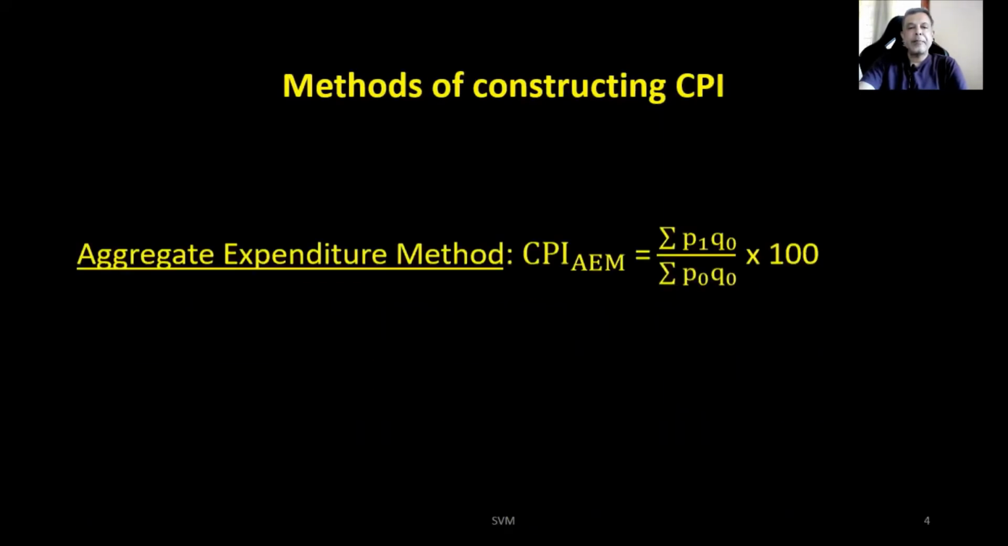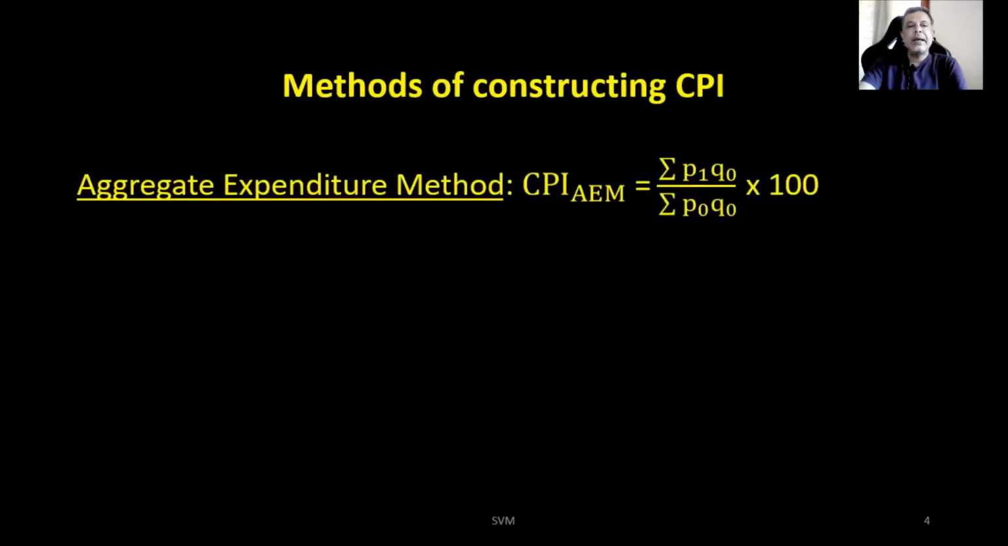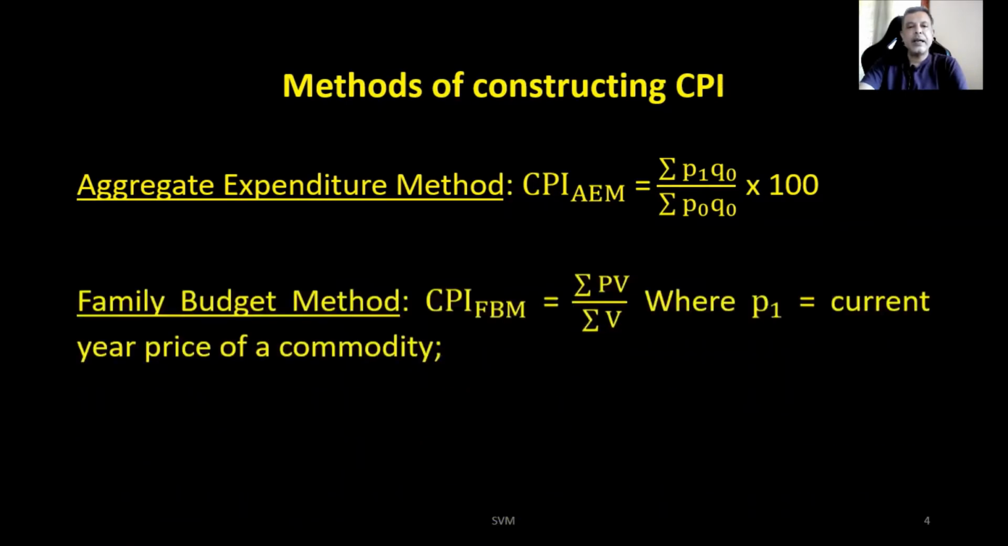What are the different methods of constructing CPI? Number one is the aggregate expenditure method. Under this method, the CPI is calculated as summation P1 Q0 divided by summation P0 Q0, the whole thing multiplied by 100. We may notice that this is actually the Laspeyres index, exactly the same formula.